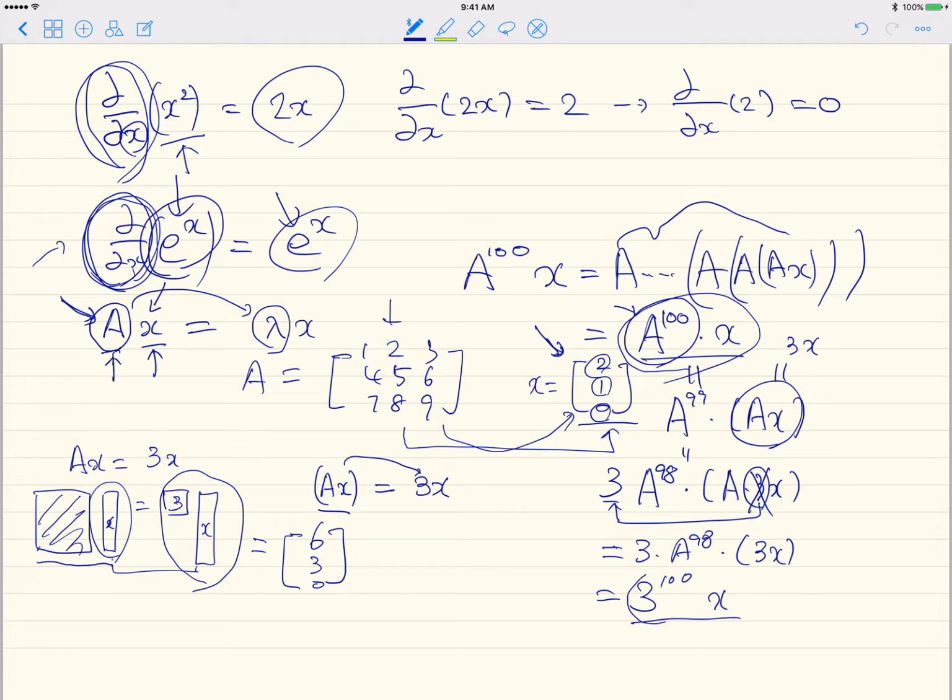And this is still a scalar multiplication with the vector x. So the result will be 3 to the power of 100 times 2, 3 to the power of 100 times 1, and 0, right?